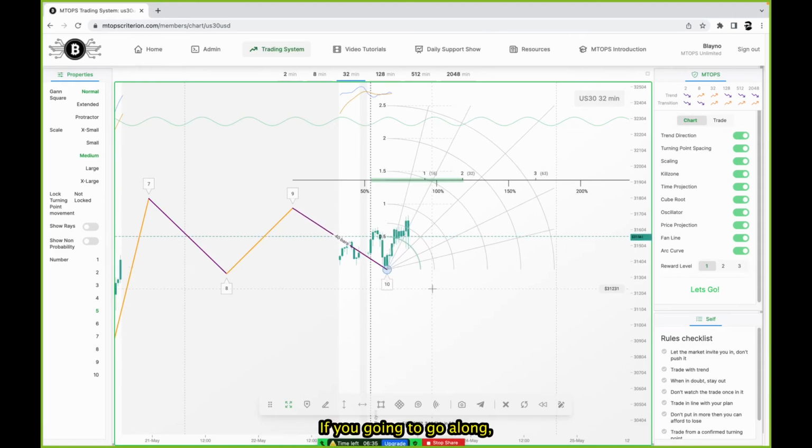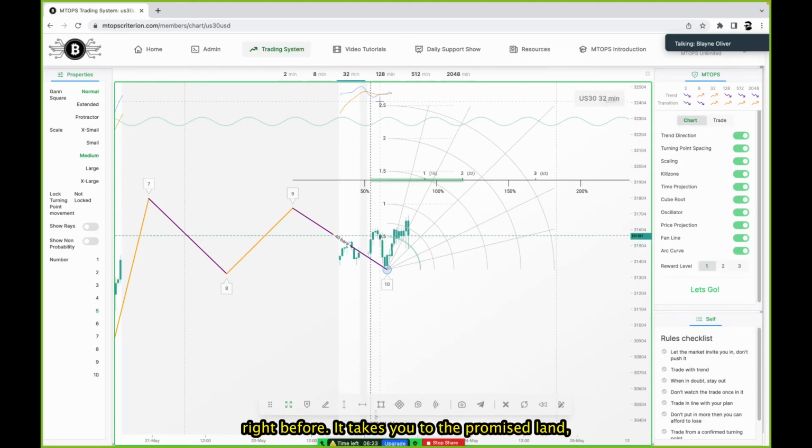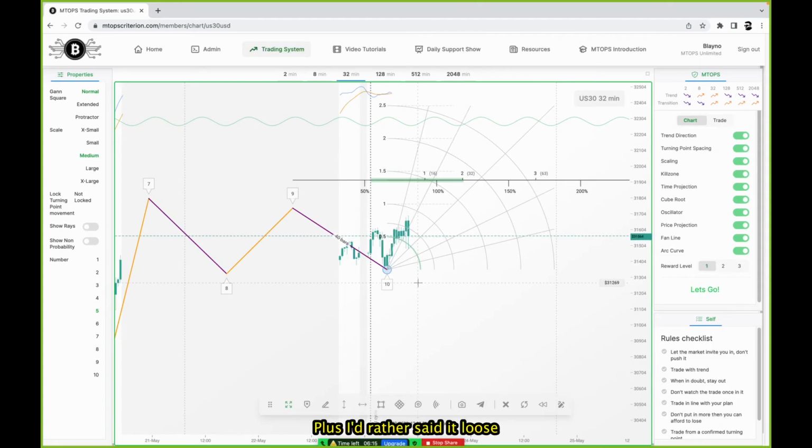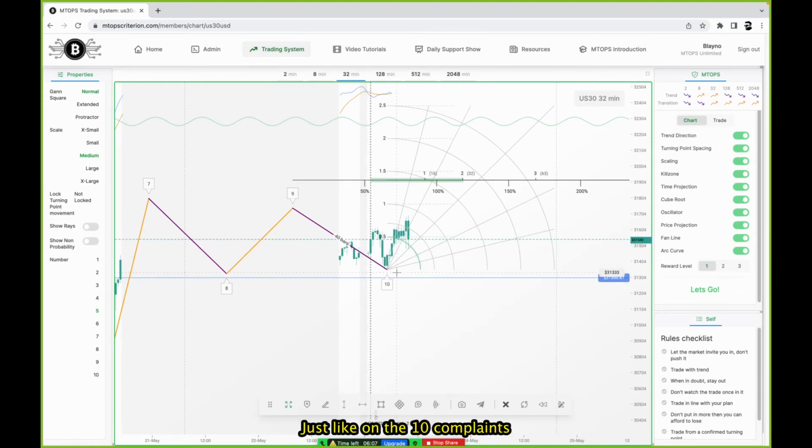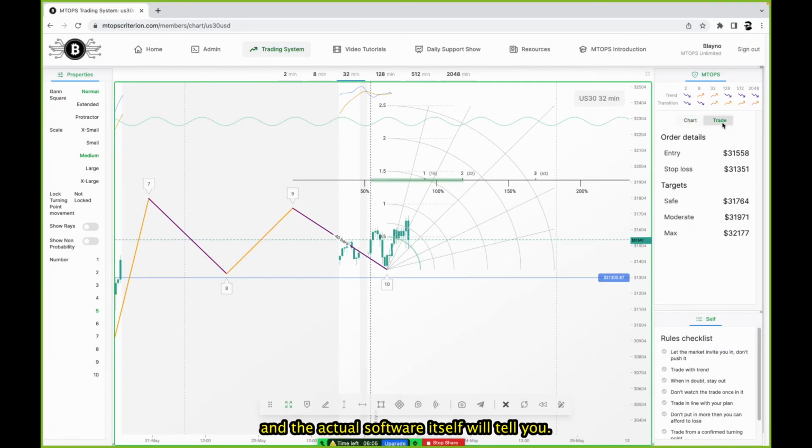If you're going to go long, just remember that there's going to be kill zones that you are fighting against. So don't hold your breath for liquidity. It's going to get out of that zone first before it takes you to the promised land. Which means that if you're going to set your stop loss, I'd rather set it loose. You can do that by going to a higher frame and seeing where you would put your stop loss there. If that's too much work for you, just click on the turning points and the actual software itself will tell you.